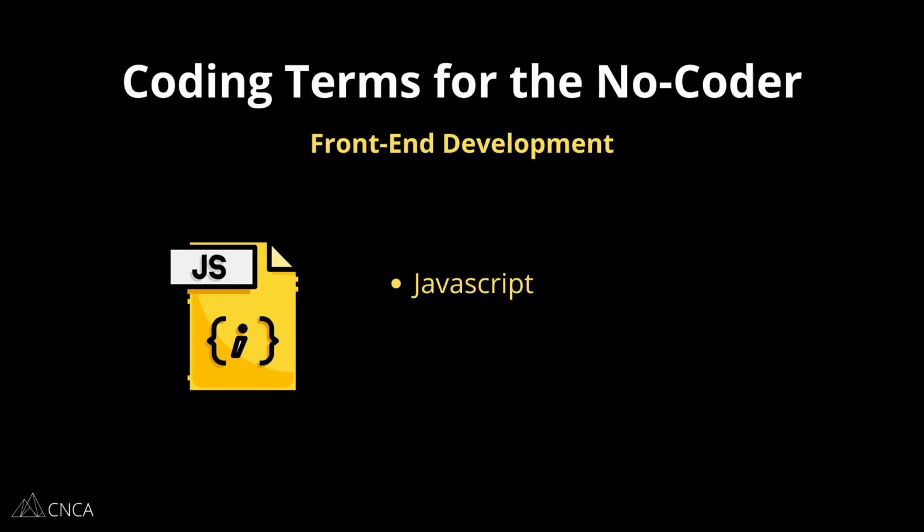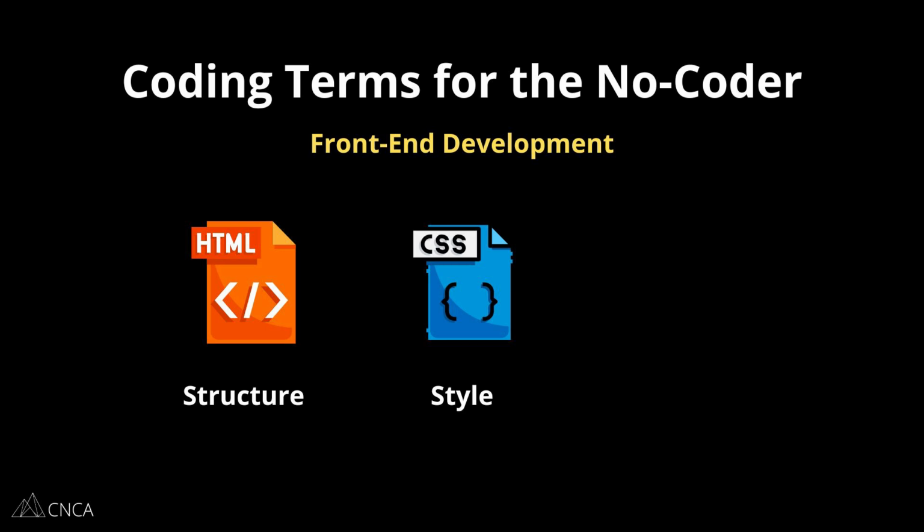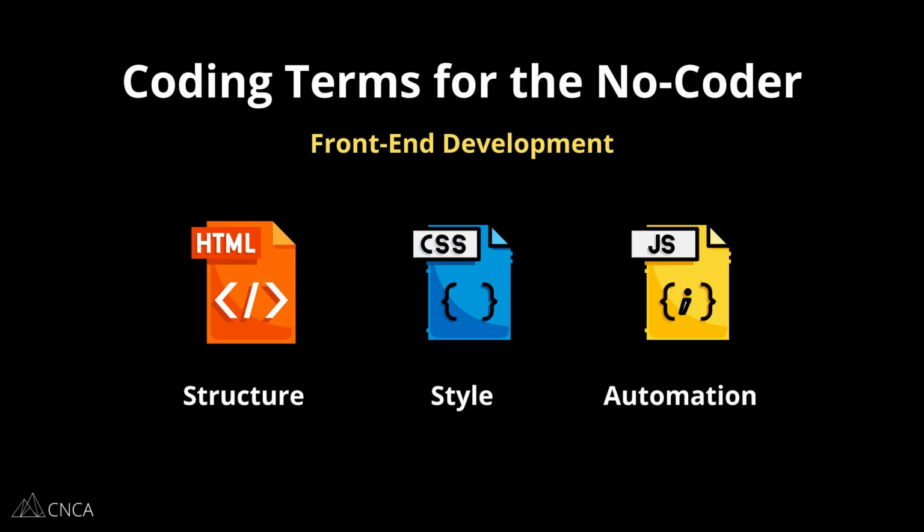And the last front-end development term we'll look at here is JavaScript. Now, JavaScript makes your web pages interactive. It's responsible for dynamic features like animations, form validation, and user interactions. So if HTML is the structure and CSS is the style, then JavaScript is like the automation system in a smart home.